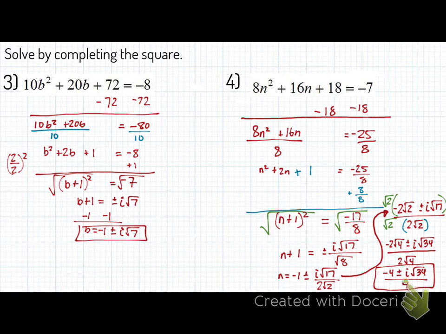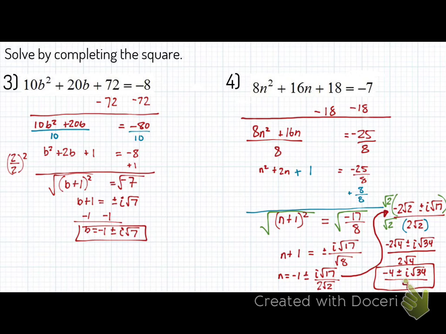We're working it out, and then we want a common denominator. What's the denominator of negative 1? It is 1. We're going to multiply that by 2 rad 2, so we're going to get negative 2 rad 2. You see how this moves over here? Plus or minus i rad 17, and then 2 rad 2 stays in the denominator.